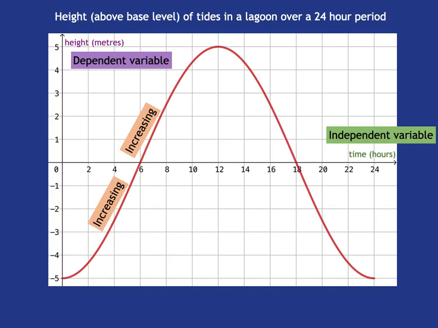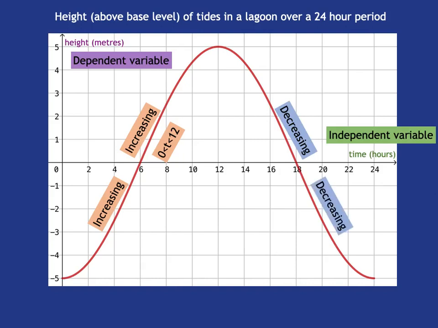So if you were asked, where is this graph increasing? You can see that it's between 0 and 12. You know, we're looking at the times. Between 0 and 12, the graph is increasing, that the tide is rising.